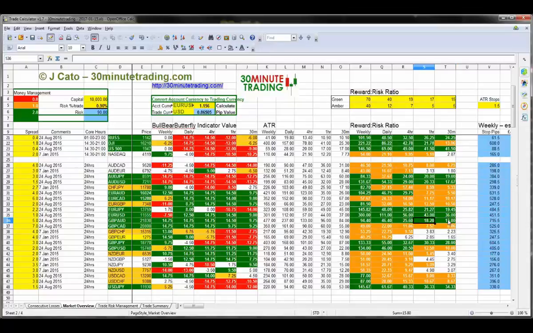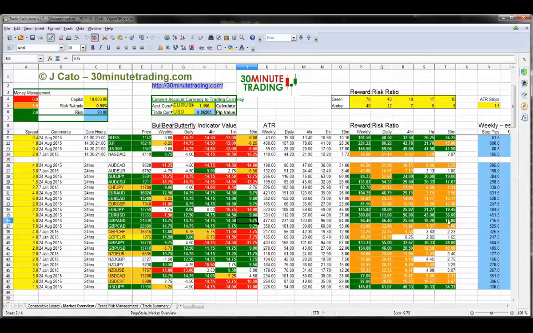The other information on here, which is not part of the question of which ones I should trade, which are good assets to trade, but these indicators here, that's bull bear butterfly indicator values. This tells you whether or not it is in trend or not. So here we got the bull bear butterfly is 1475 on the daily, 1475 on the 4 hour, 1450 on the 1 hour, 975 on the 30-minute. That is a very, very strong bullish move.